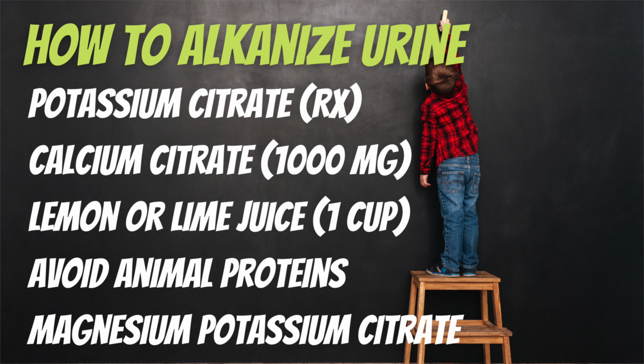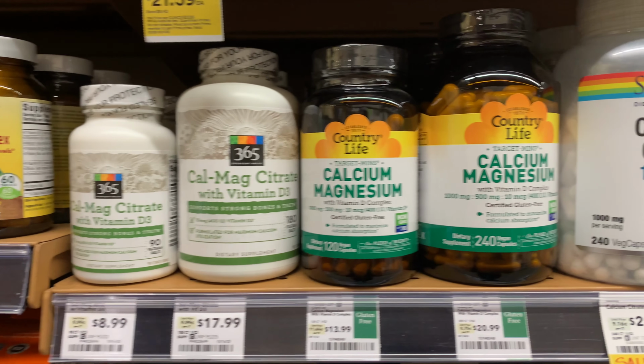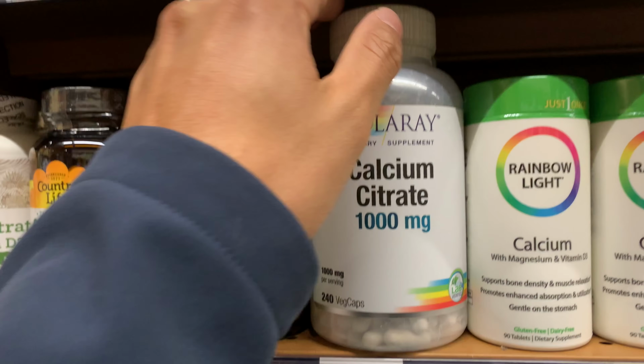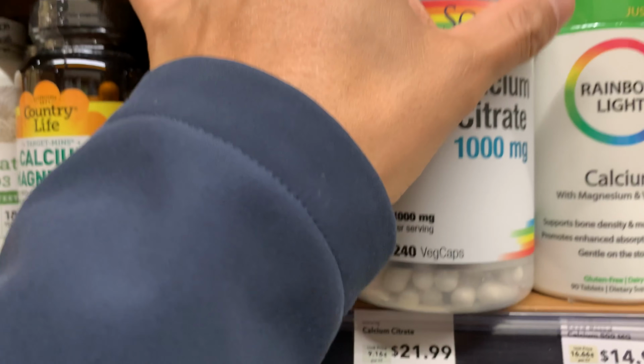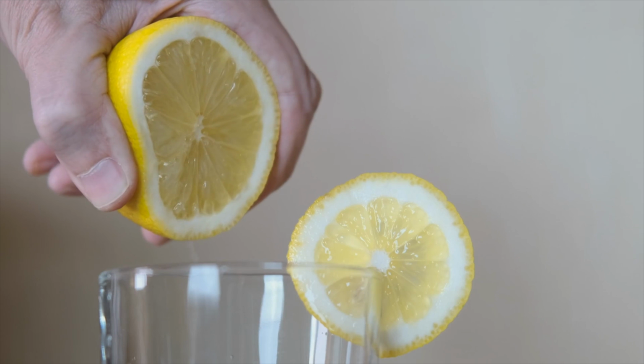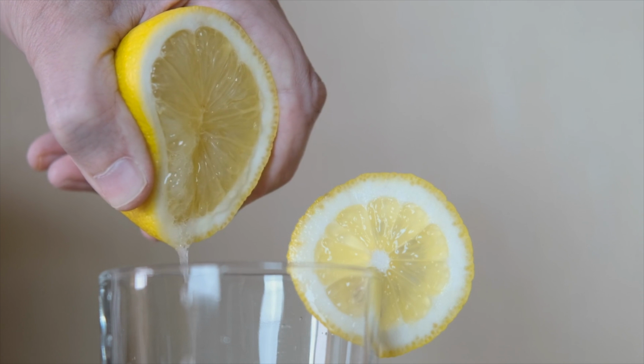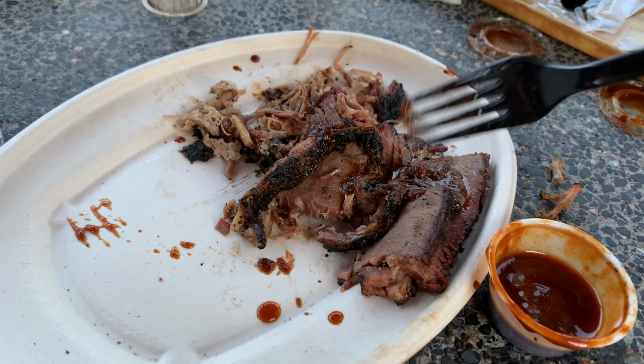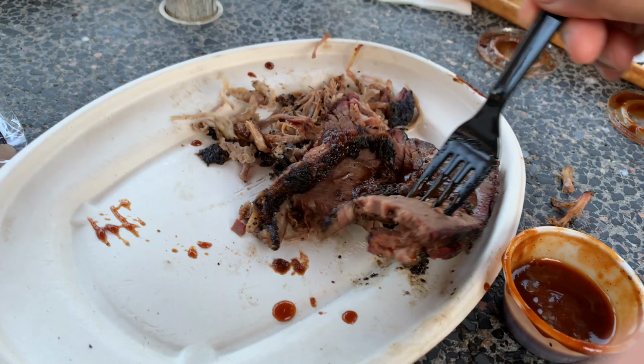Now, on the other hand, if you want to alkalinize your urine or make it more basic, then you can take a medication like potassium citrate. This does require a doctor's prescription. There are some over-the-counter supplements like calcium citrate. There are foods that you can eat like lemon or lime juice, which has citrates in it naturally. And then finally, changing your diet so that you're not eating so much animal protein.